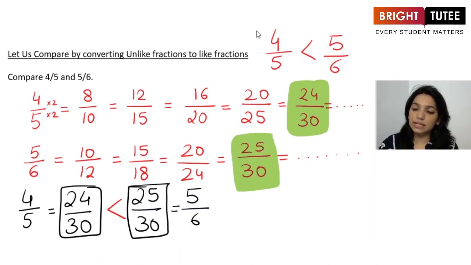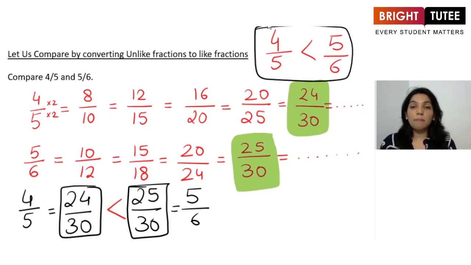So we have compared these fractions by working out equivalent fractions for the unlike fractions, where the numerators were different and the denominators were different. This is one method to do this. We kept on writing equivalent fractions till we got a fraction with the same denominator for both fractions.